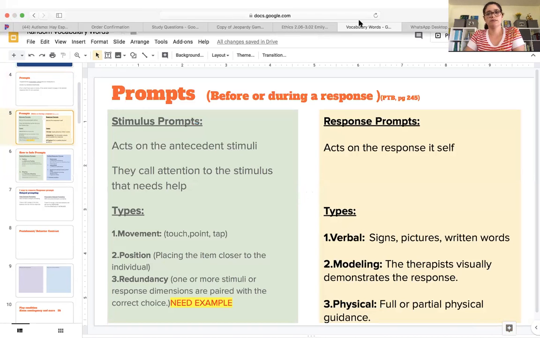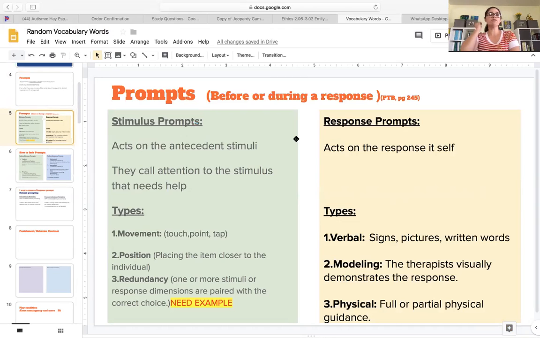Next one is prompts. What are we talking about? We have stimulus prompts and response prompts. The stimulus prompts act on the antecedent stimulus. They call attention to the stimulus that needs the help. On the contrary, response prompts act on the response.